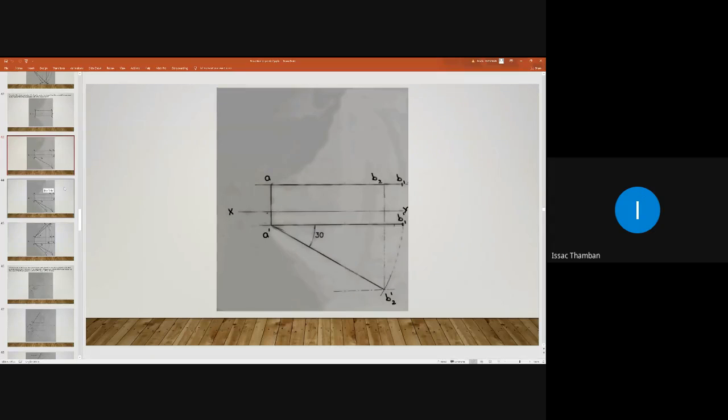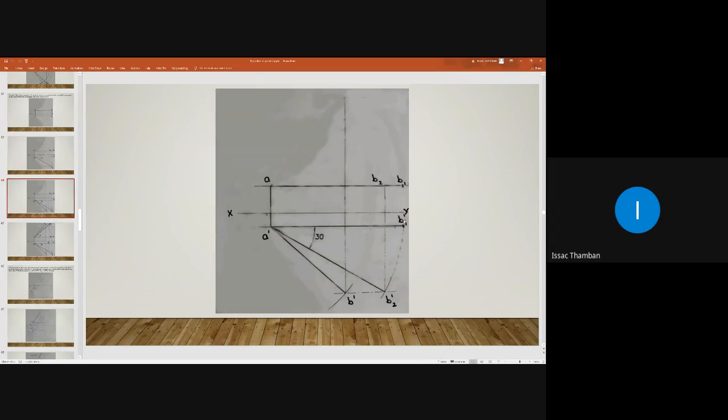Have you obtained B2 dash and B2? Yes, sir. Okay then. Then what next? Here also the plan length, the elevation length is given, isn't it? So through point B2 dash, you can draw a locus line. This is the locus line. Draw a locus line through point B2 dash.